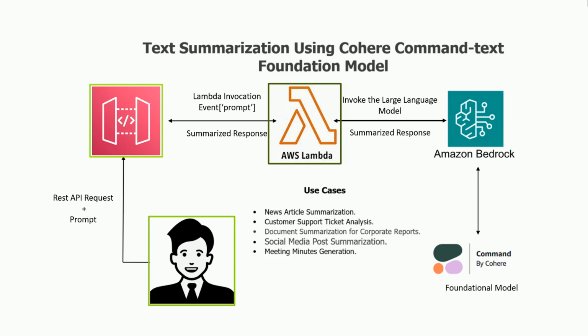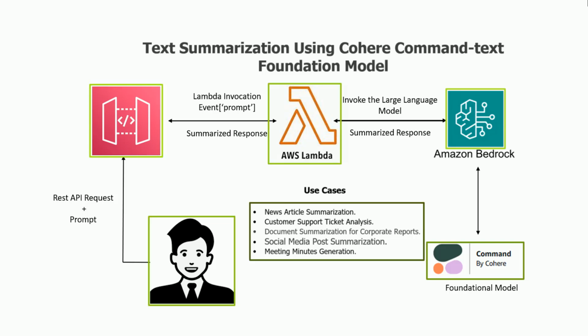The AWS Lambda function invokes the Amazon Bedrock service to access the Cohere command text foundation model. Amazon Bedrock uses the model to generate a summarized response for the given text prompt. The Lambda function returns the summarized response to the user via the API. So here you can see a few use cases which I have already discussed in the previous PPT.